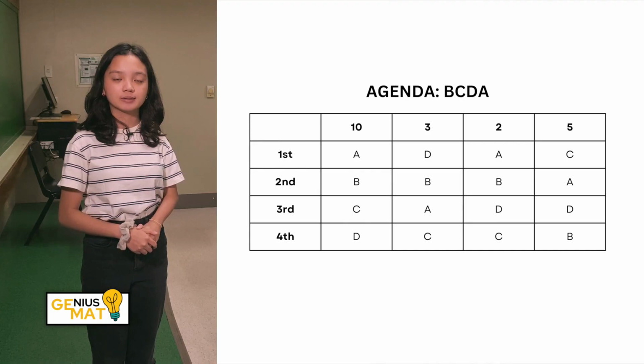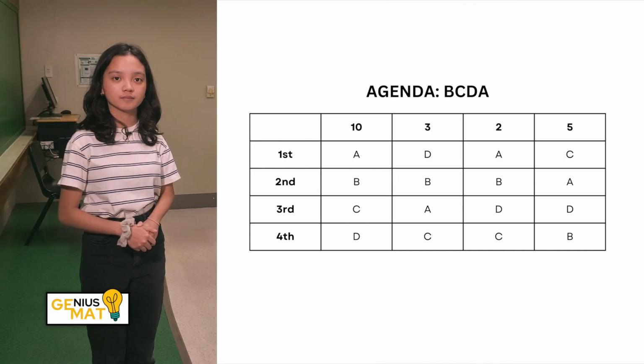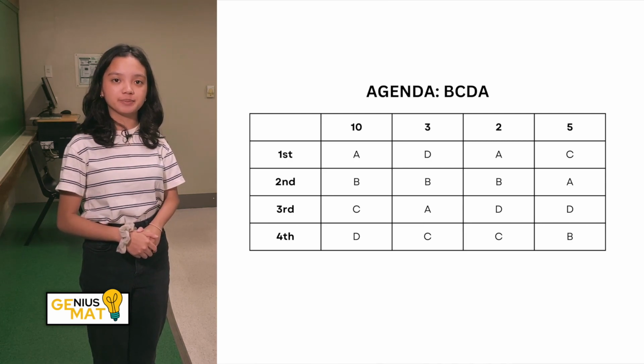Next is the sequential pairwise voting, also known as pairwise comparison or the Kemeny-Young method. Now I'm going to teach you how to do this type of voting method. In this type of voting method, we will follow an agenda. Here is the table. So as you can see, the agenda is B, C, D, A.